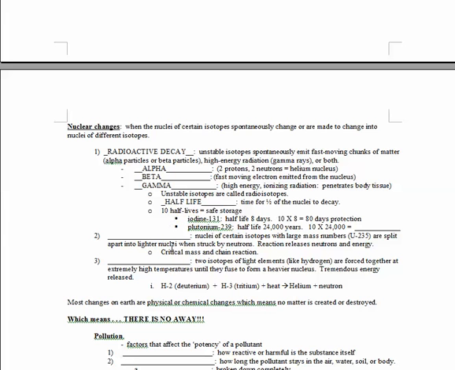But different elements or different isotopes have different half-lives. So iodine-131 is an example of a radioactive isotope whose half-life is only 8 days. So if you take the 10 half-lives rule, 10 half-lives times this 8-day half-life would give you 80 days that you would need to be protected from this particular isotope before you can sort of consider it to be harmless again.